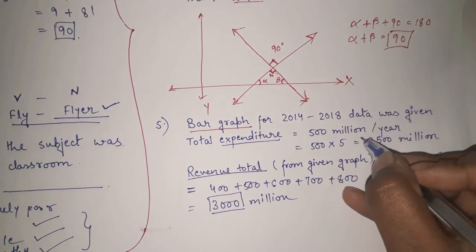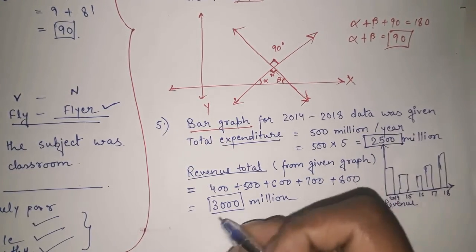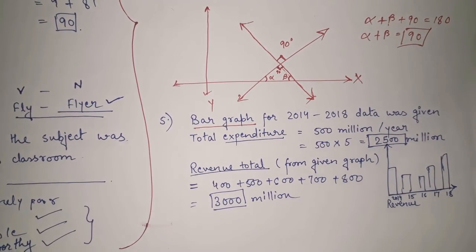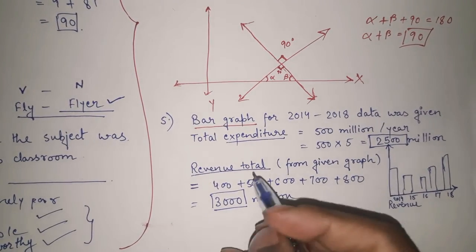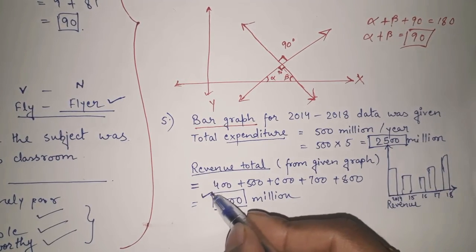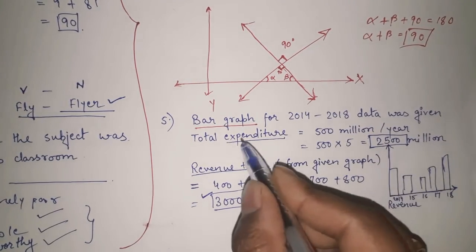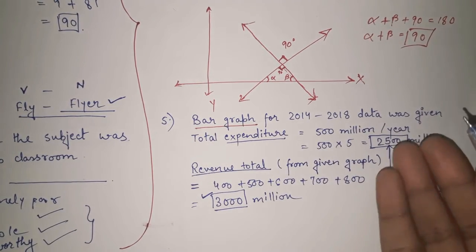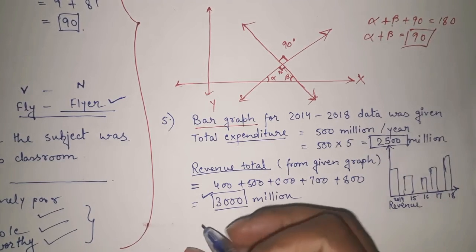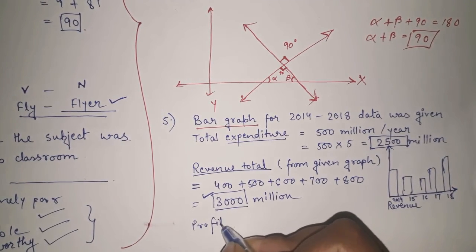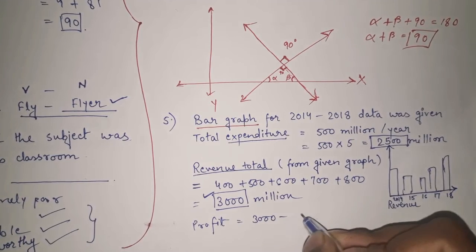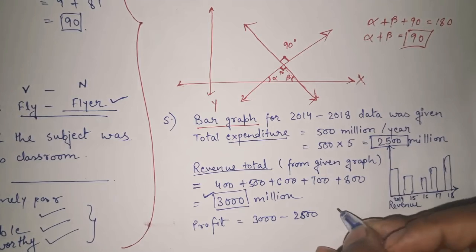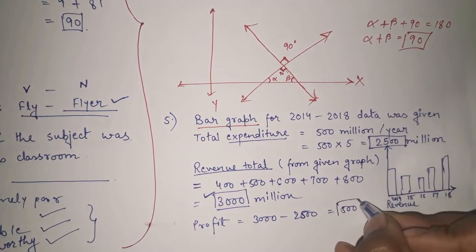Fine. Now we got the total expenditure, and we got the total revenue. The question was to find out the profit or loss in percentage. Here we can see that our revenue is greater than our expenditure, meaning more than whatever we expended, we got the revenue. That means obviously we have made a profit. So the profit amount is 3000 minus 2500, that is equal to 500. So the profit is 500.